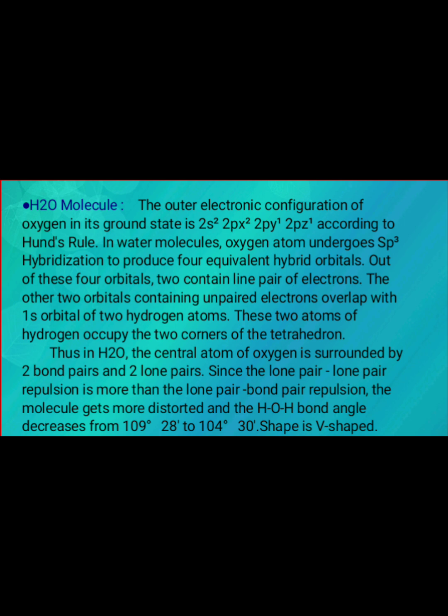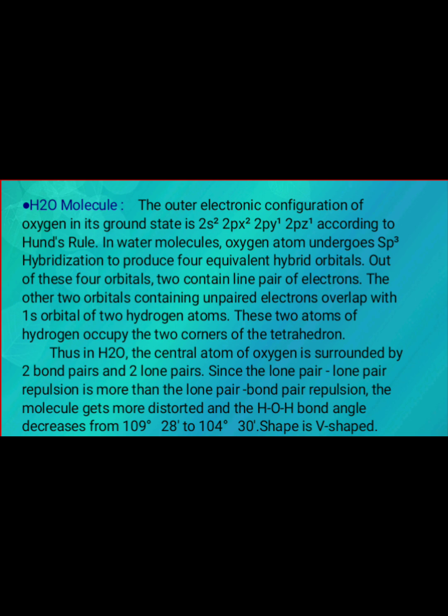H2O molecule. The outer electronic configuration of oxygen in its ground state is 2s2, 2px2, 2py1, 2pz1 according to Hund's rule. In water molecules, the oxygen atom undergoes sp3 hybridization to produce 4 equivalent hybrid orbitals. Out of these 4 orbitals, 2 contain lone pairs of electrons. The other 2 orbitals containing unpaired electrons overlap with the 1s orbitals of 2 hydrogen atoms. These 2 hydrogen atoms occupy the 2 corners of the tetrahedron.